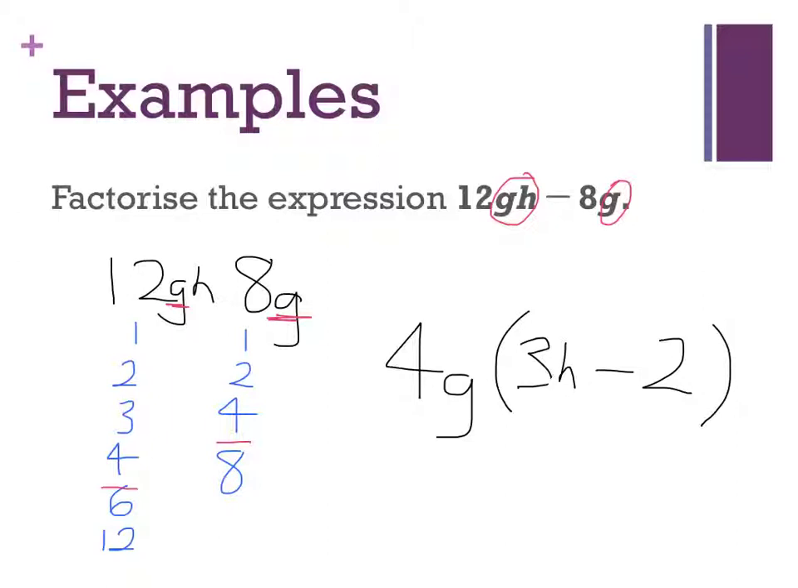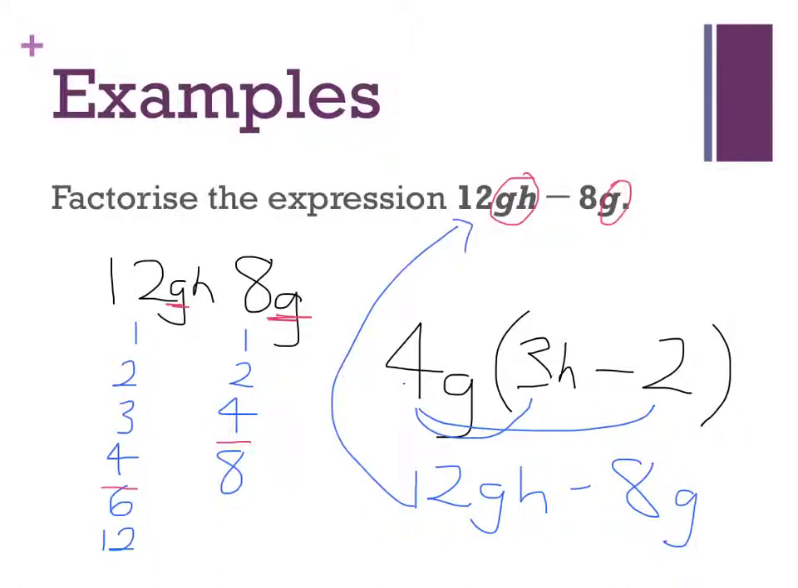So let me just check that I did that right. 4G multiplied by 3H, 4 multiplied by 3 is 12, G multiplied by H is GH, 4G multiplied by negative 2, 4 multiplied by negative 2 is negative 8G. Is that the same as that? Oh, sweet, it is. I've done it right. Okay, guys, so it's a matter of looking at the factors and taking it one by one. One step, deal with my numbers first, then deal with my pronumerals.